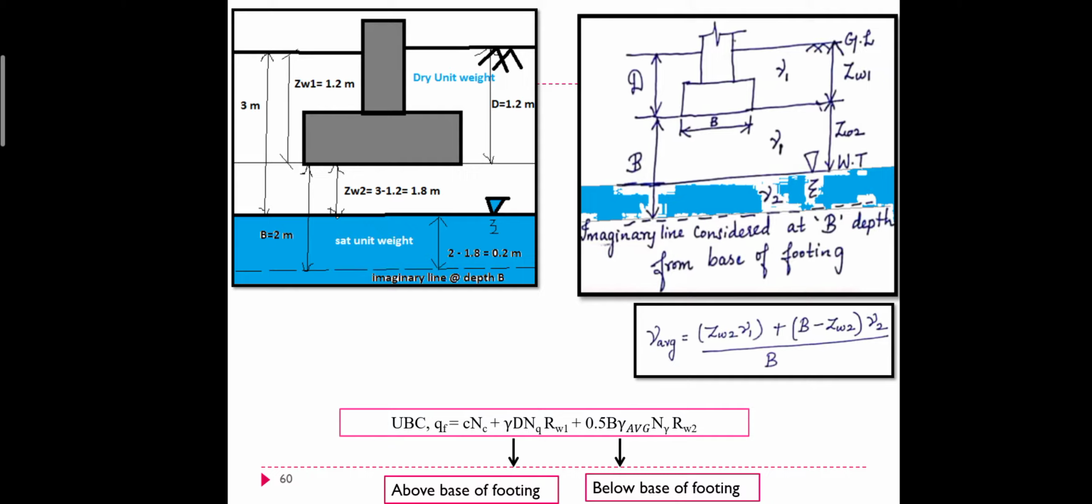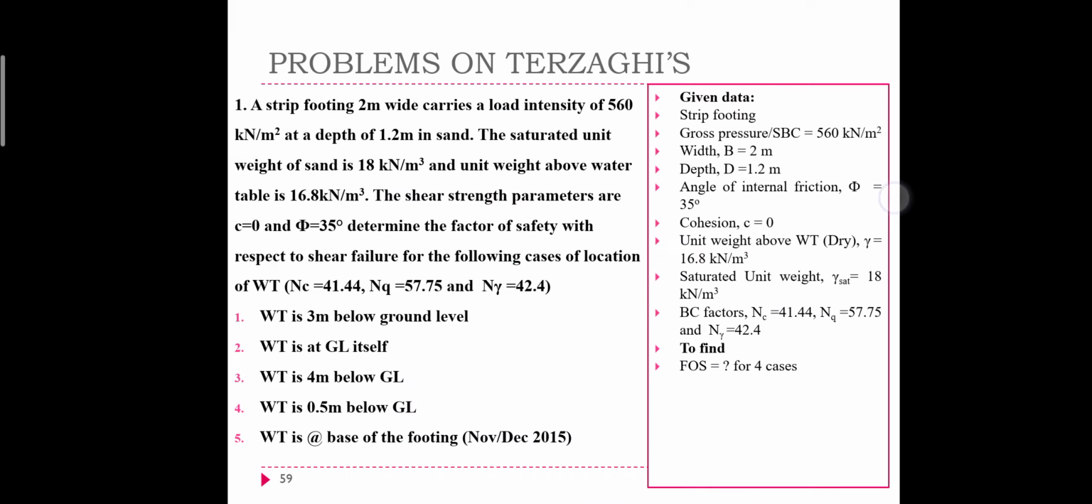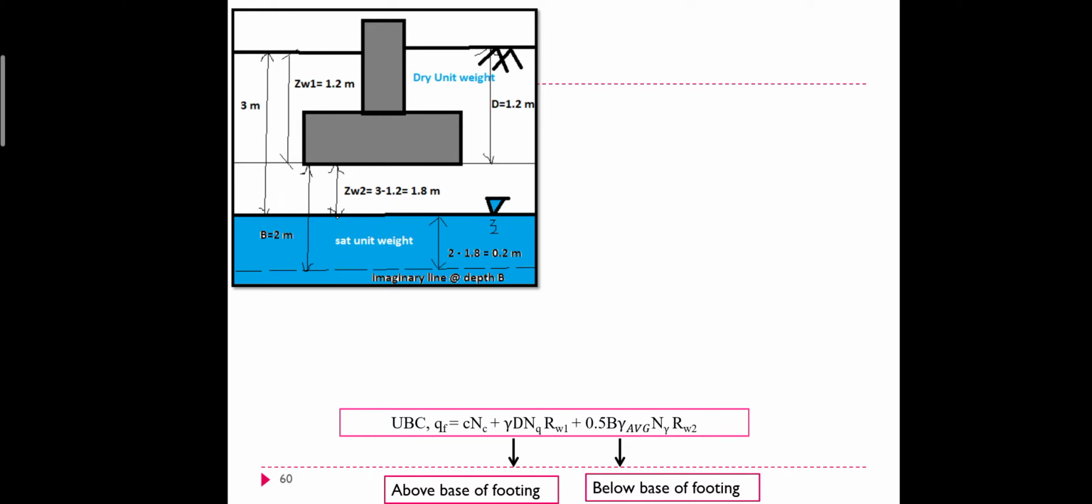You can see it is the same as the second case. ZW2 is less than B. What is ZW2? 1.8 meter. What is the width of the foundation given in the question? Sorry, 2 meter. When you compare 2 meter with 1.8 meter, 1.8 is less than 2 meter. So there is effect of water table.